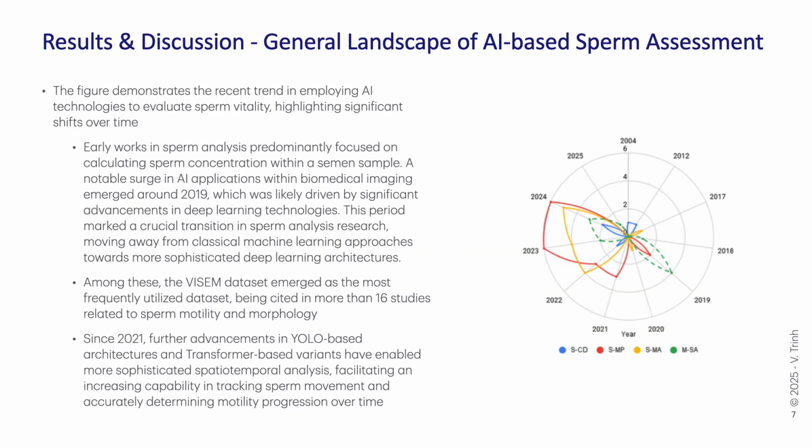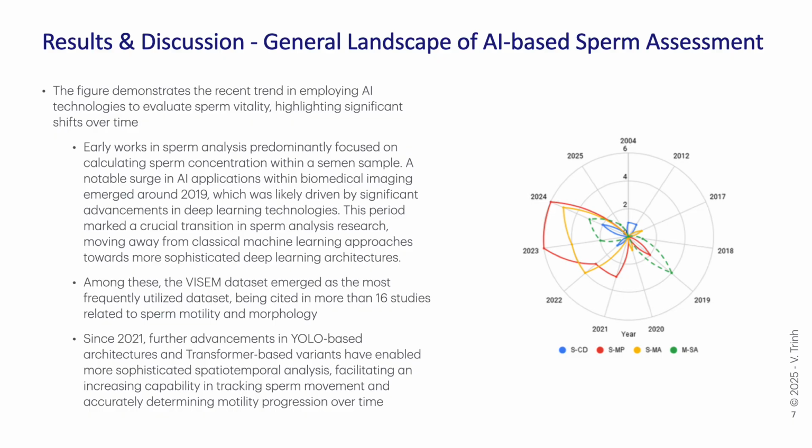The figure demonstrates the recent trend in employing AI technologies to evaluate sperm vitality, highlighting significant shifts over time. Early works in sperm analysis predominantly focused on calculating sperm concentration within a semen sample. A notable surge in AI applications within biomedical imaging emerged around 2019, which was likely driven by significant advancements in deep learning technologies. Among these, the VISM dataset emerged as the most frequently utilized dataset, being cited in more than 16 studies related to sperm motility and morphology.